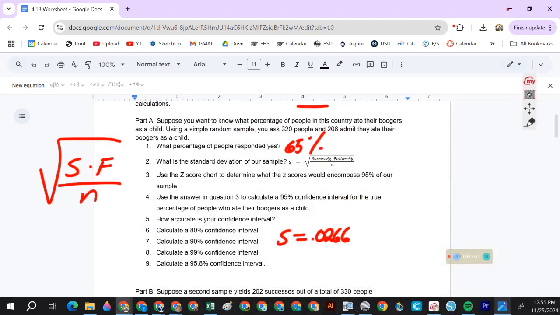So going back here, I need to build a confidence interval. What is the center of my confidence interval?